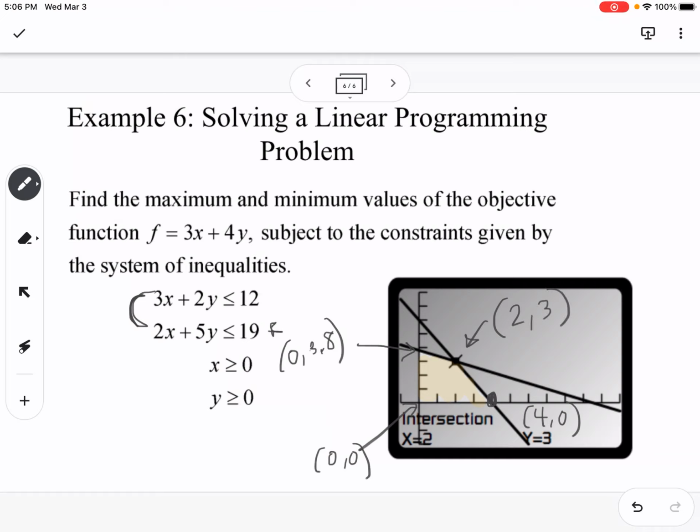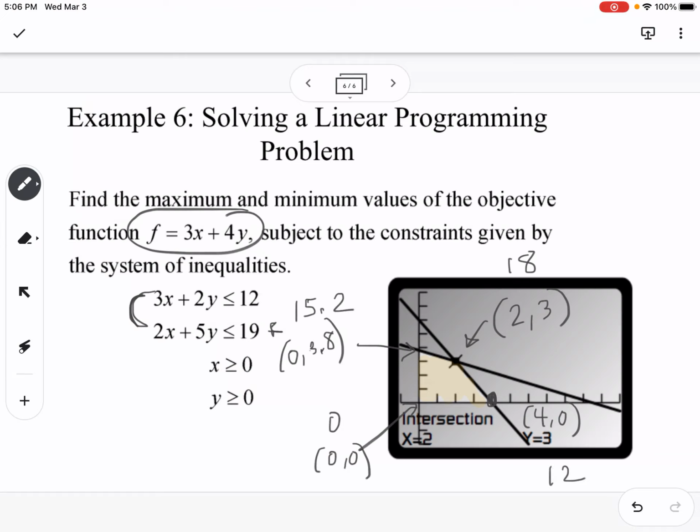So what we do with a linear programming problem is we're going to take that objective function and we're going to plug in all the points. So if I plug in (0, 0), I know it's just going to equal 0. If I plug in 0 for x and 3.8 for y, I get 15.2. If I plug in 2 for x and 3 for y, I'm going to get 18. And if I plug in 4 for x and 0 for y, I'm going to get 12.